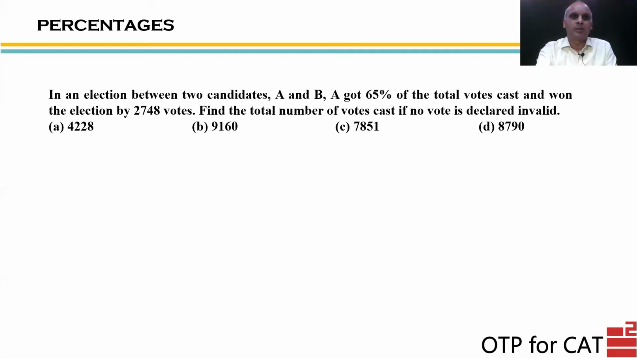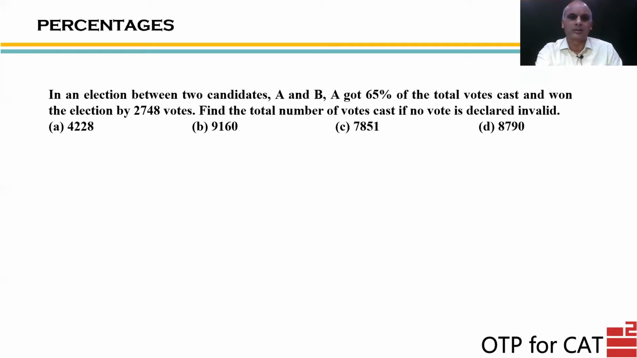Okay. Let's take one more example. In this, we have some election going on between two candidates, A and B, and A's percentage votes are given. So A has got 65% votes. Obviously, that means B would have got 35% votes. And A wins the election by 2748 votes. Please understand that this 2748 is not the votes got by A. This is the margin by which A won. It means this is the difference of A's votes and B's votes.